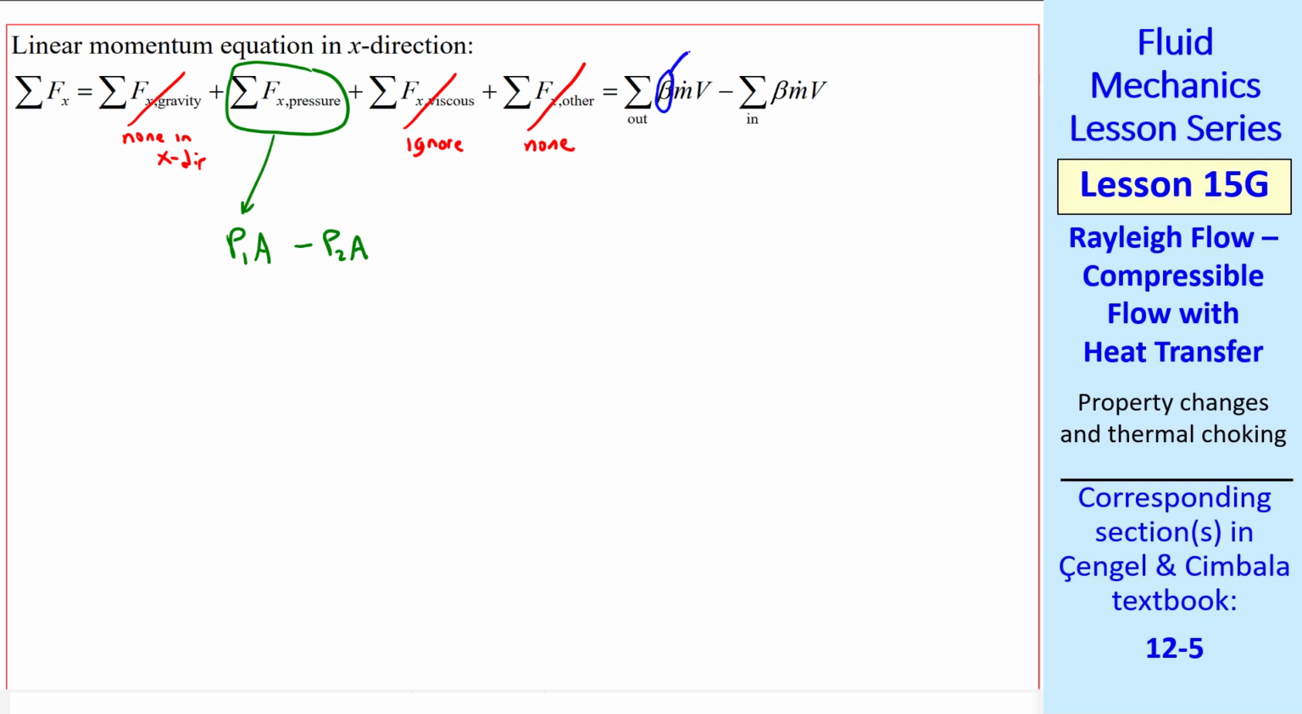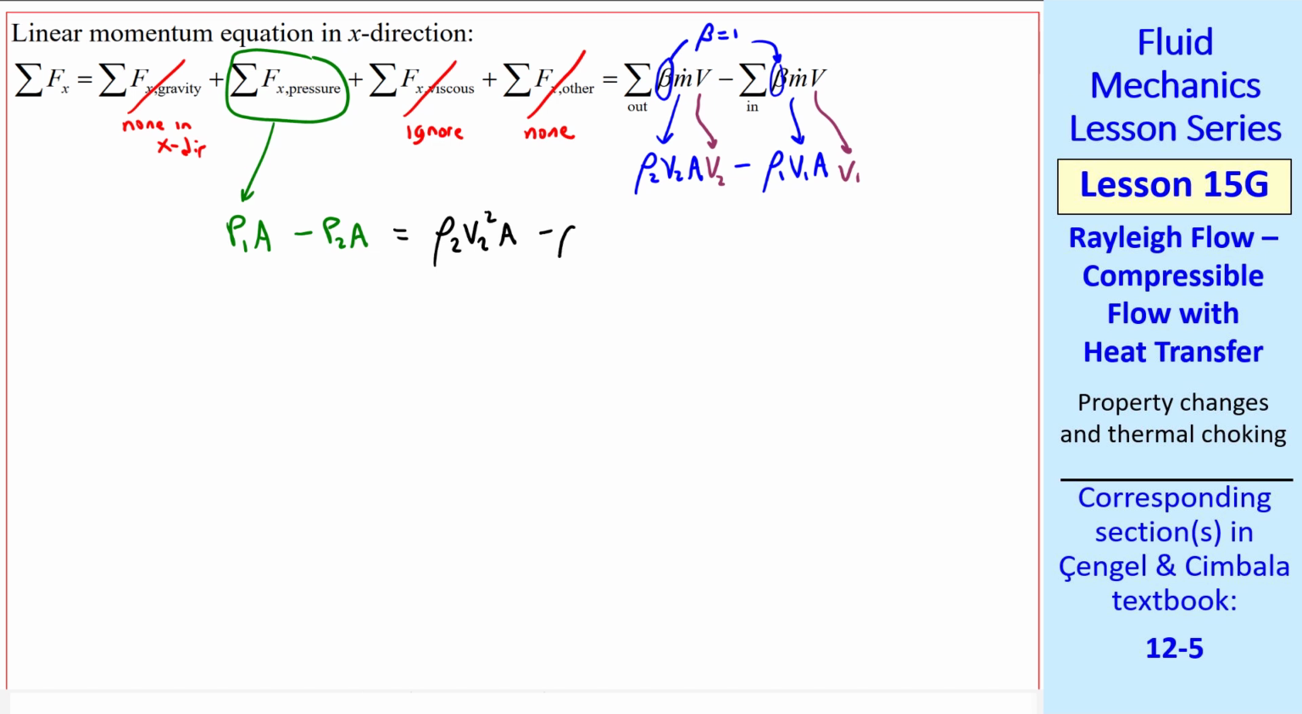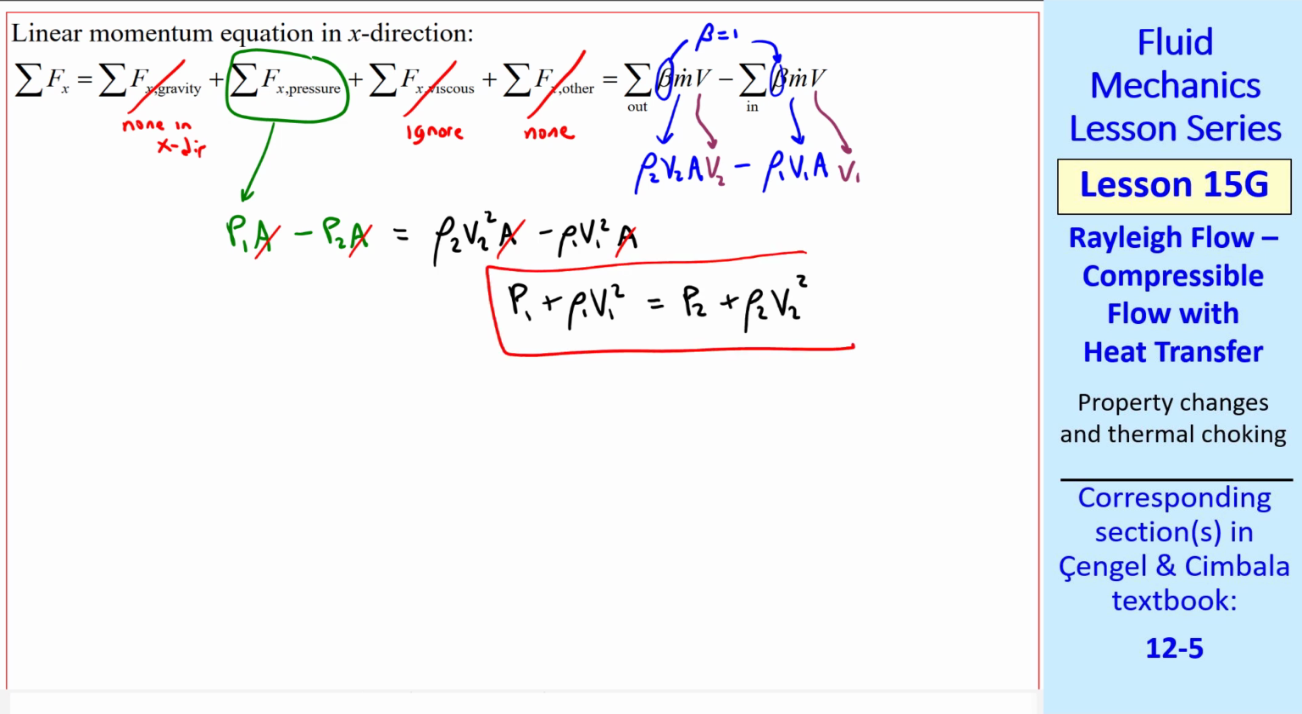For a 1D approximation, beta is 1 at both the inlet and the outlet. The outlet m dot is ρ2 v2 A, and at the inlet is ρ1 v1 A, but there's another speed v2 and another speed v1 in this equation. So we write ρ2 v2 squared A minus ρ1 v1 squared A. Again, the A's cancel in each term, and our momentum equation ends up being P1 plus ρ1 v1 squared equals P2 plus ρ2 v2 squared. We'll call this equation 2.